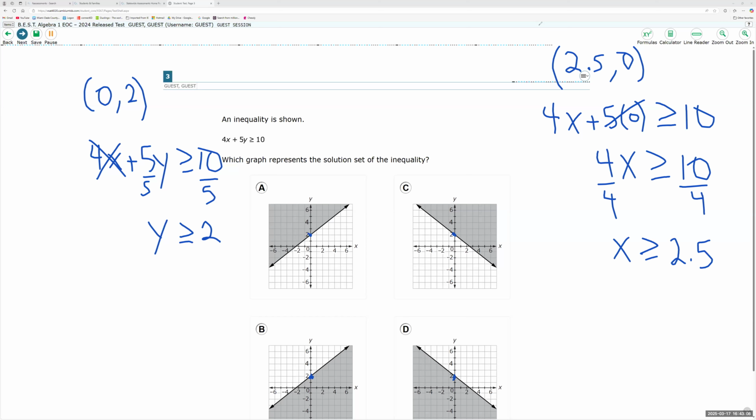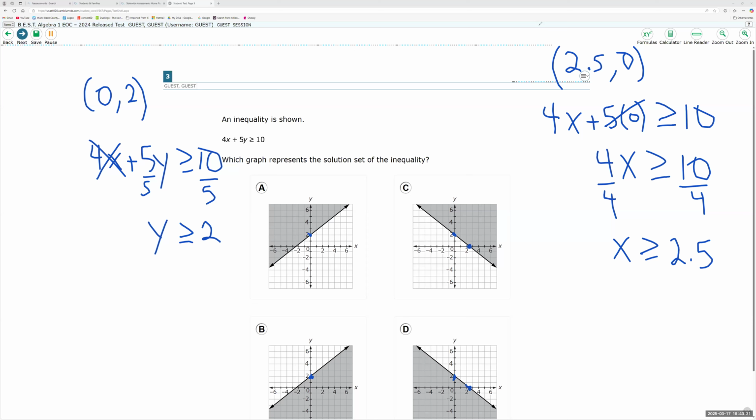So when y is 0, x is 2.5. So 2.5 for x is right here or right here. So now how do I know which way to shade? This is telling me that both x and y are numbers that are greater than 2.5.